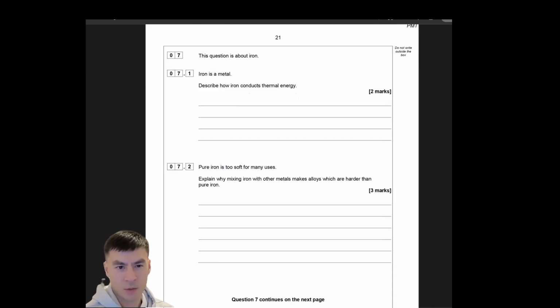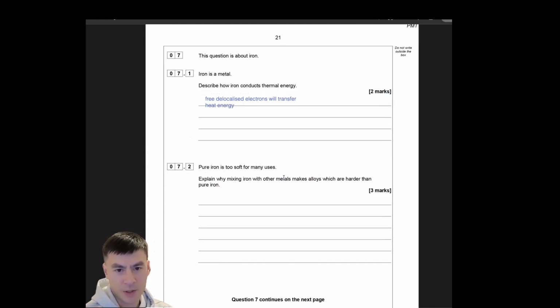Iron is a metal. Describe how iron conducts thermal energy. 咁你記得 iron 係一個 metal 個 bonding 就係 metallic bond，right？咁 metallic bond 入邊有咩咧？就有 free delocalized electrons。OK，我哋走嚟走啊嘛。咁呢啲 free delocalized electrons will transfer heat energy。夠晒啦，2分。Pure iron is too soft for many uses.